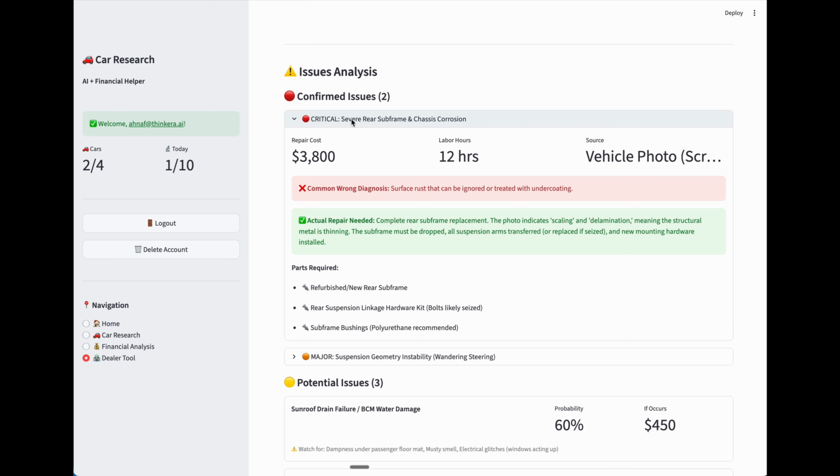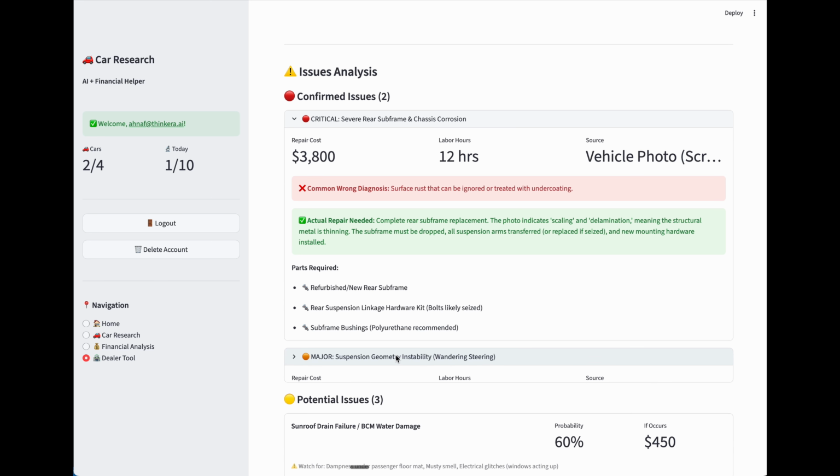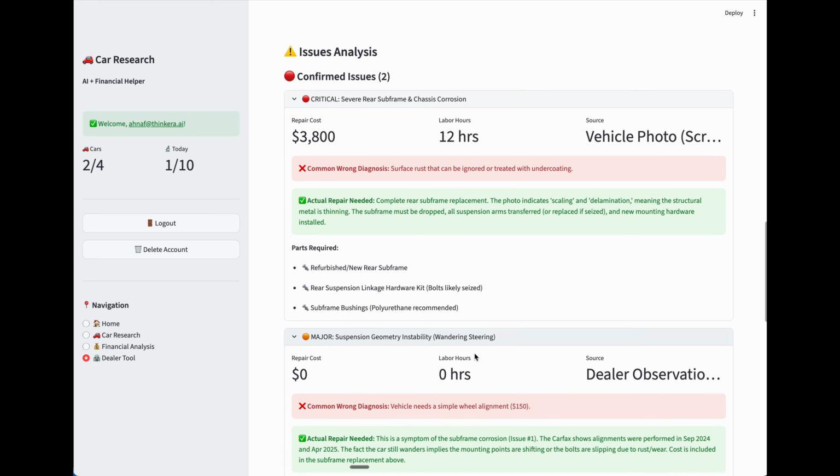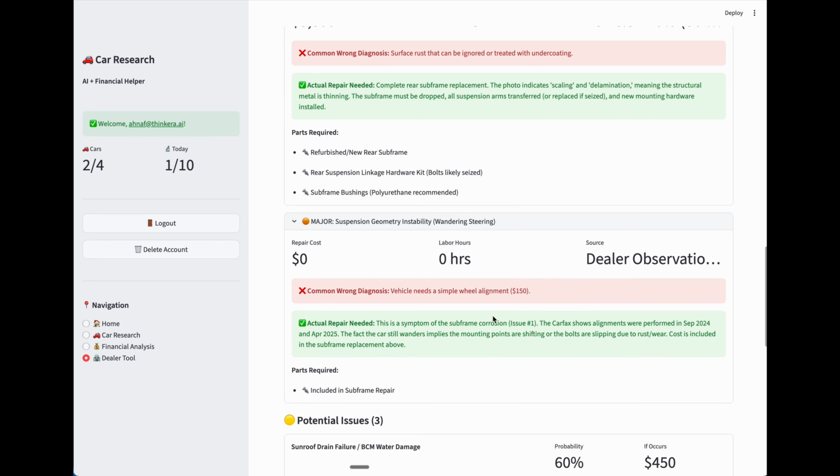Just from the photo over here, it shows confirmed issues: the rear subframe and chassis corrosion. Surface rust can be ignored? Nope, this is a complete rear subframe replacement. We need to get this done, and it's gonna cost like 3.8k, well, that's what people generally estimate. Major suspension instability, wandering steering. The vehicle needs a simple wheel alignment, actually a repair. This is a symptom of the subframe corrosion. So you can see how it's intelligently connecting these two issues together.